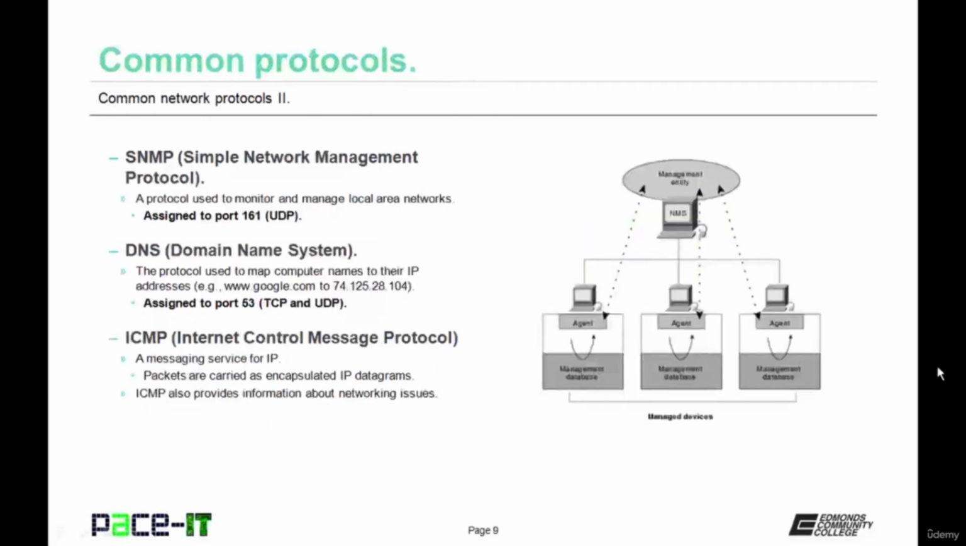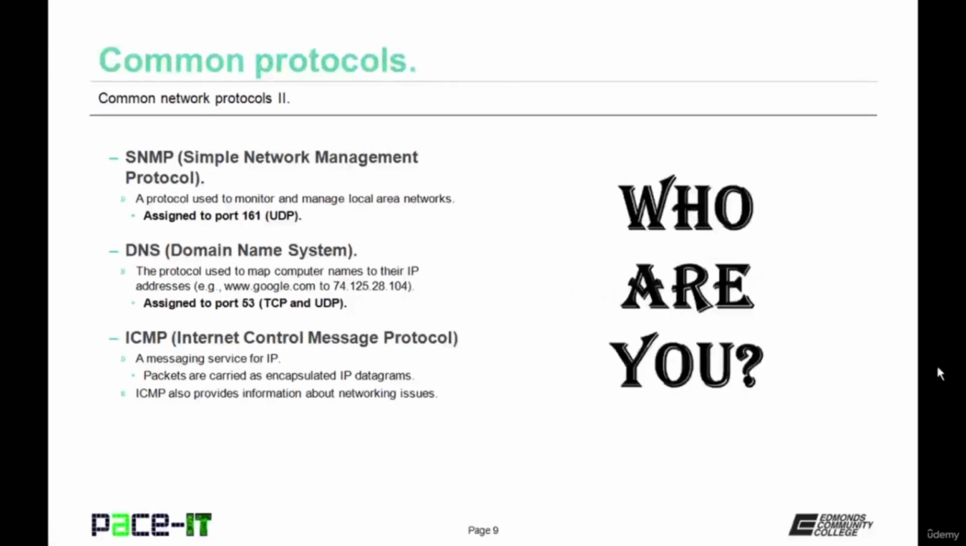Let's move on to SNMP, Simple Network Management Protocol. It's a protocol that's used to monitor and manage local area networks. It's assigned to port 161 and uses UDP by default. Then there's DNS, Domain Name System. This is the protocol that's used to map computer names to their IP addresses. It's assigned to port 53 by default, and it can use TCP or UDP as its transport layer protocol.